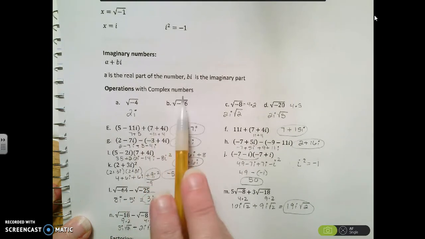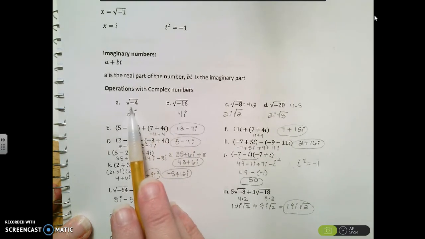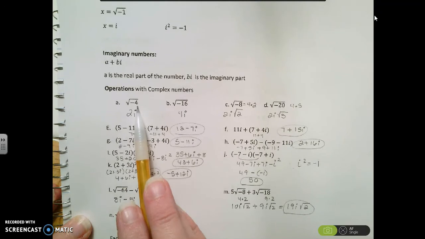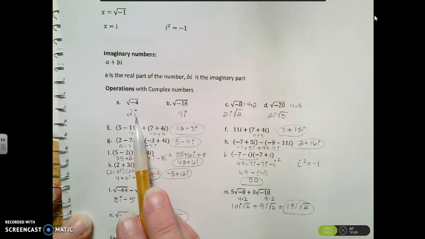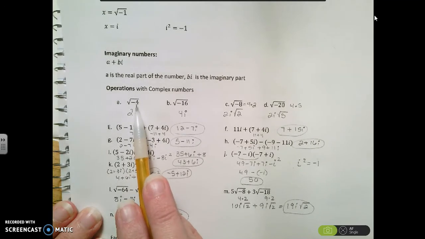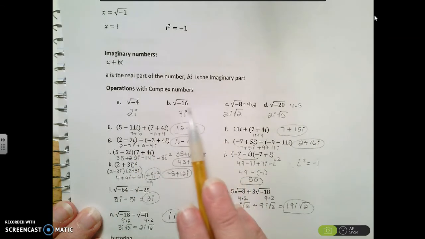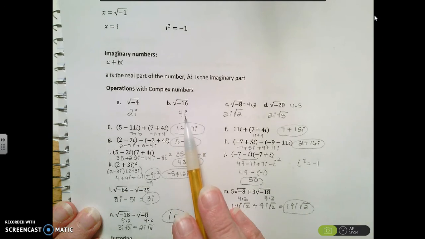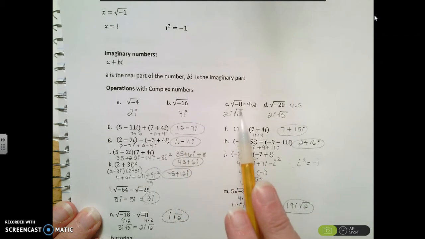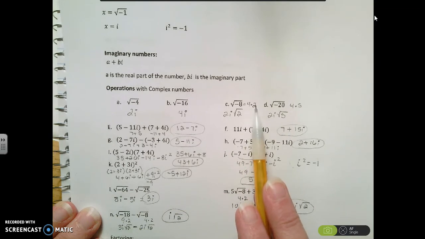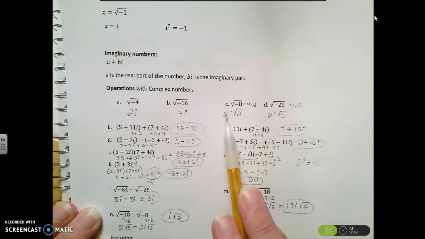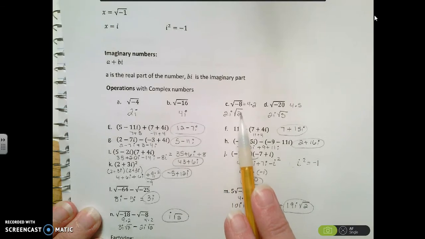So if I have these complex numbers and I want to solve them, the square root of -4, well, the square root of 4 is 2, and then because of the negative on the inside, it becomes 2i. So that would be the solution to the square root of -4. The square root of -16 is 4i. The square root of -8, 8 is 4 times 2, so that would be 2 square roots of 2. And then the negative would be 2i square roots of 2.